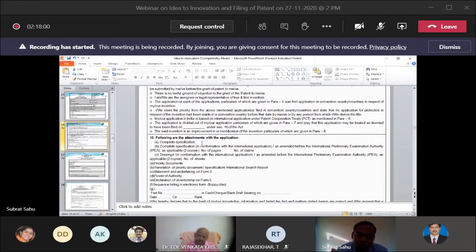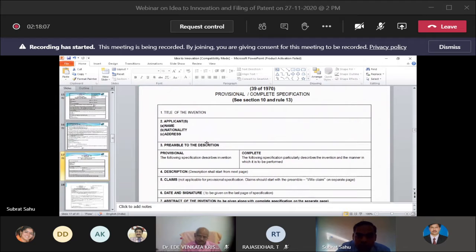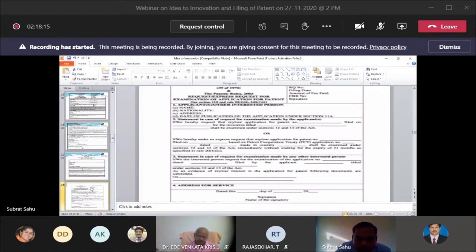And what other things do you have to provide? The form 3. Form 3, I will show you how it looks. See, this is the form 3. No, sorry, this is form 2. Form 3 is not there, I think. I will show you somewhere else.